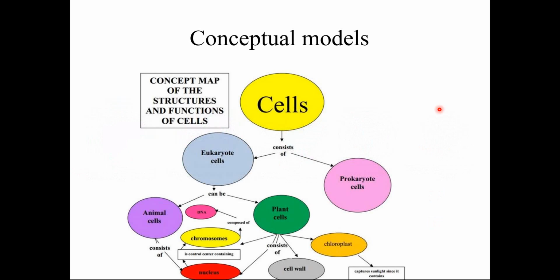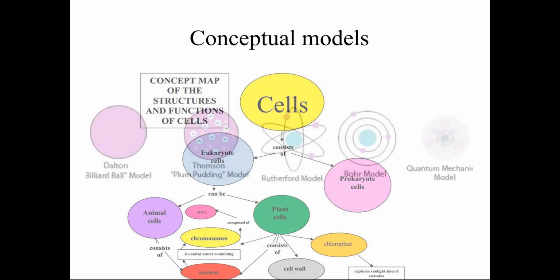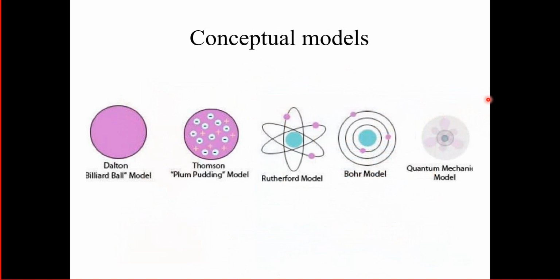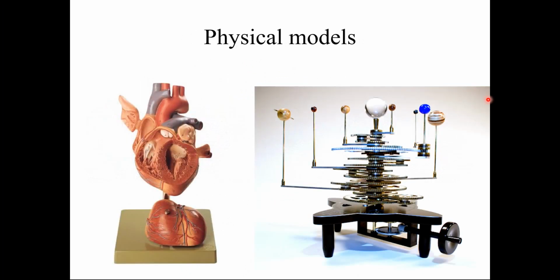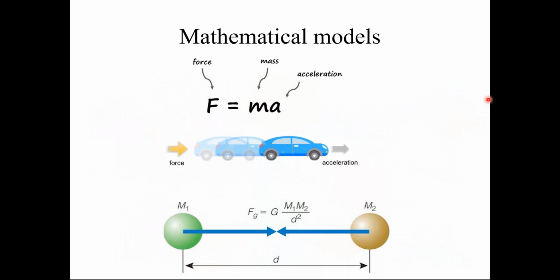Or the conceptual model that we use in biology, like cells are either prokaryotic or eukaryotic. We have animal cells, plant cells, they have nuclei and ribosomes and stuff like that. But the most advanced level of models are mathematical models, because these models cannot be used for predictions. You can predict some stuff with them, but they're not easy to be used for predictions. You can use them for analysis, this one for education, this one for analysis. But the one that gives us real power are mathematical models.